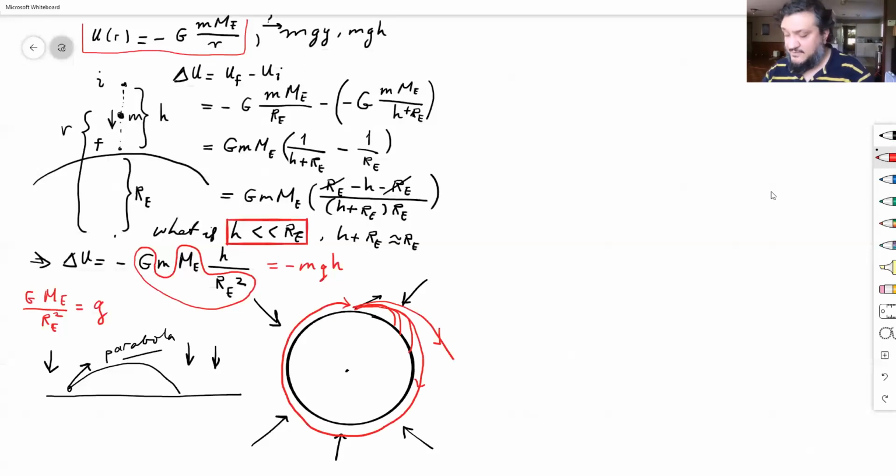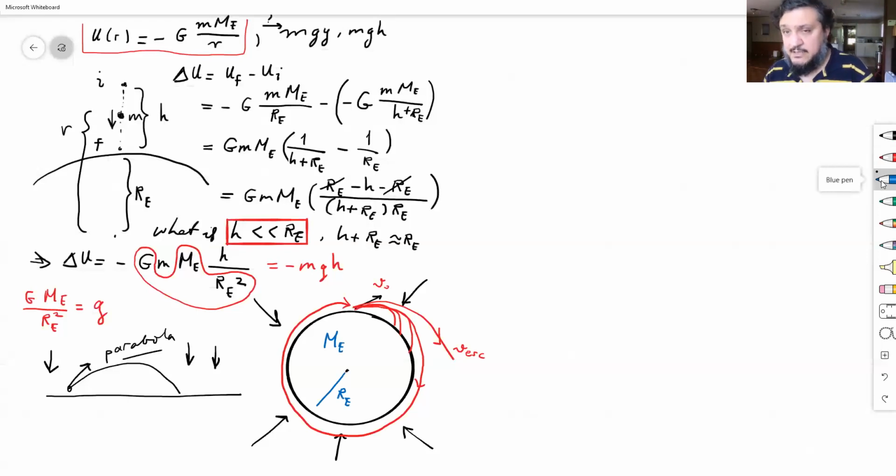So that velocity is called the escape velocity. That initial velocity, if it is large enough, we call it the escape velocity. You leave Earth. So let's find that velocity for a planet with radius r and mass m.